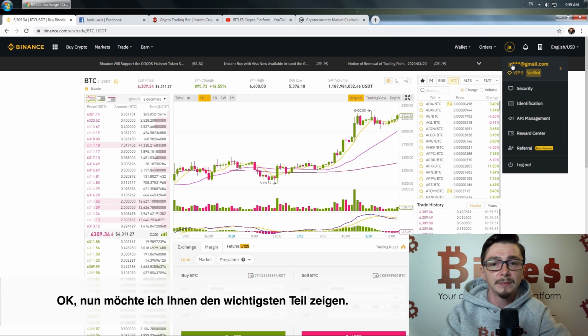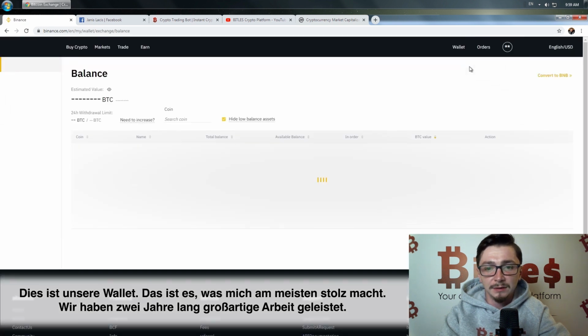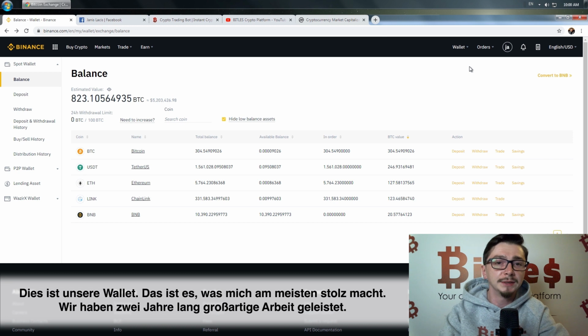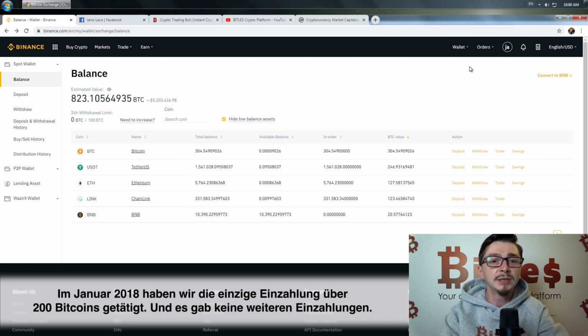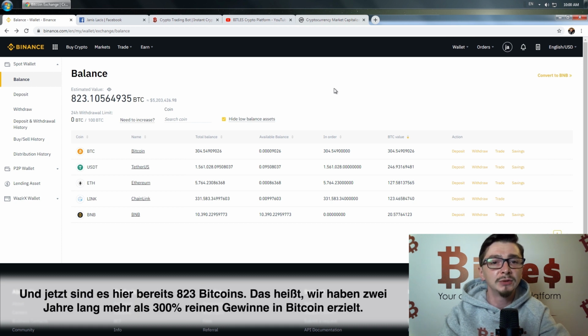And now, let me show you the most interesting part. Here, this is our wallet. This is what makes me proud most of all. We have done a great job for 2 years. In January of 2018, we made the only one deposit of 200 bitcoins, and there were no more deposits. And now, it's 823 bitcoins here already. That is, we made more than 300% of pure profit in bitcoin for 2 years.